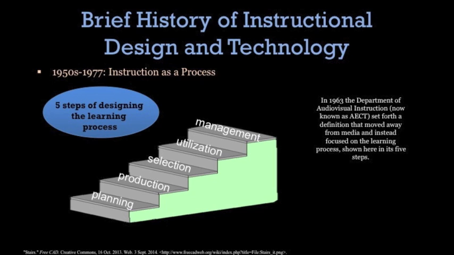Reeser of Florida State University, computer-assisted instruction began on a limited basis in the 1950s, and by 1983, 40% of elementary and 75% of high school students were using computers for instruction. In 1963, the definition by the now AECT moved away from media and instead brought with the view of instructional technology as a process. The steps identified were as follows: planning, production, selection, utilization, and management.